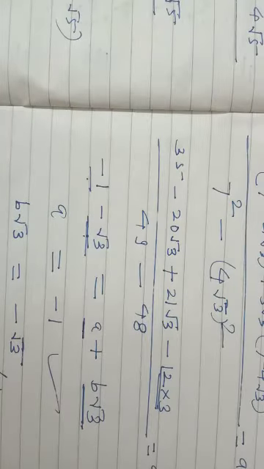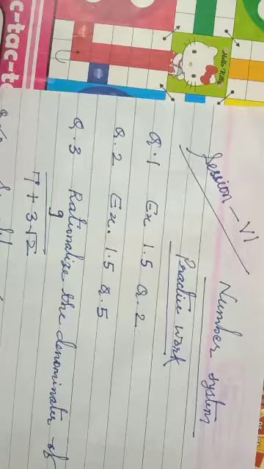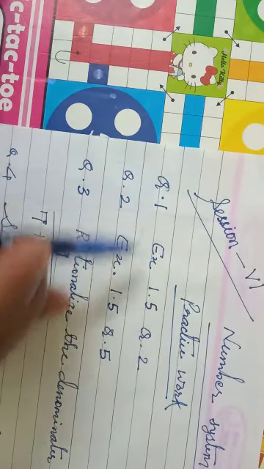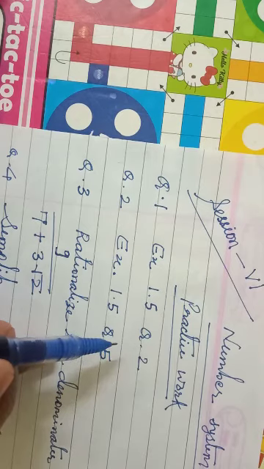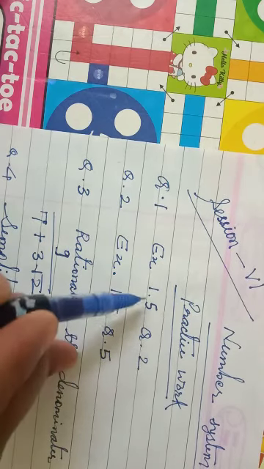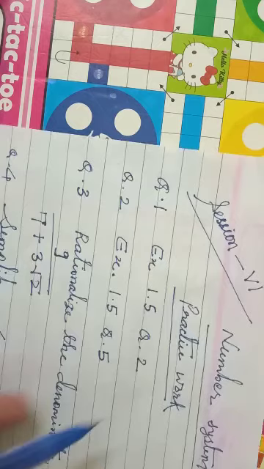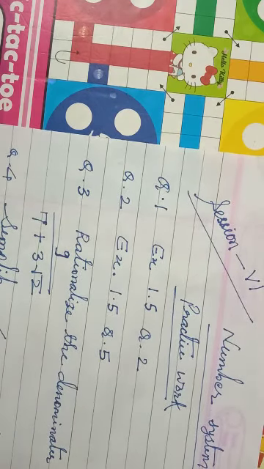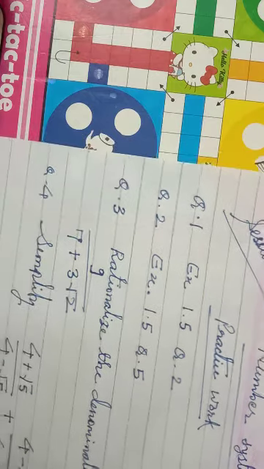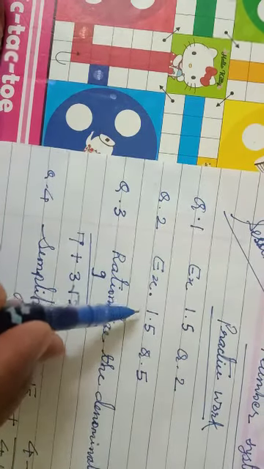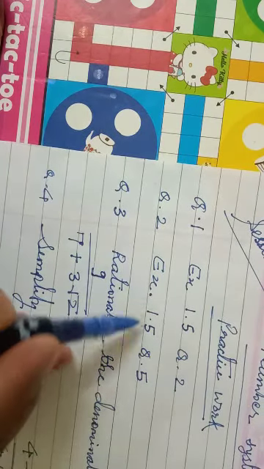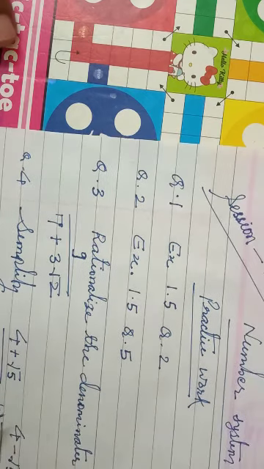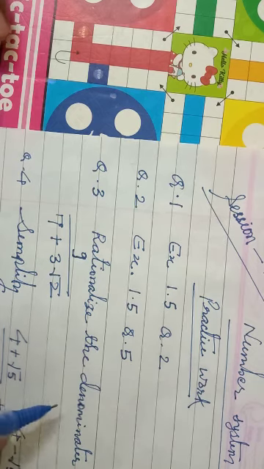Now come on for practice work. Practice work for this session. Question number 1, exercise 1.5. Question number 2 of exercise 1.5. In this question you should just simplify the questions. Question number 5 of exercise 1.5 is about rationalization of denominators. Okay, you can check your textbook.